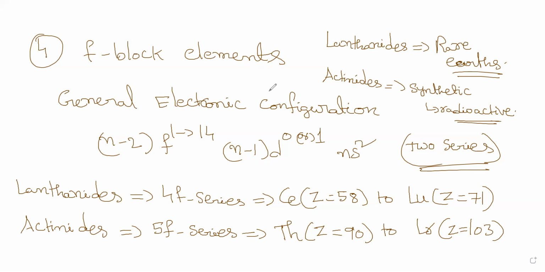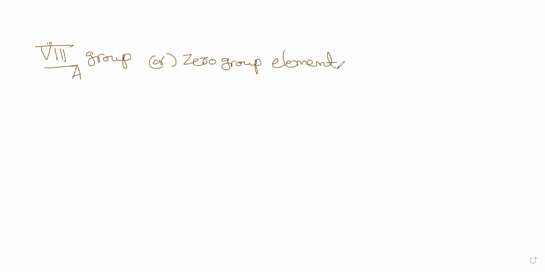Clear? Yes. Now, another point. So far we have completed the 4 blocks. Next, we'll talk about the 8th group or 0 group, 8A or 0 group elements. What are these zero group elements? Zero group elements are noble gases.